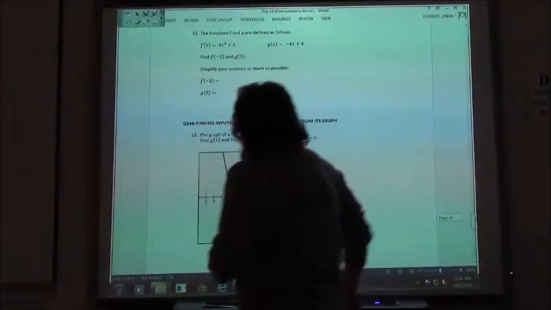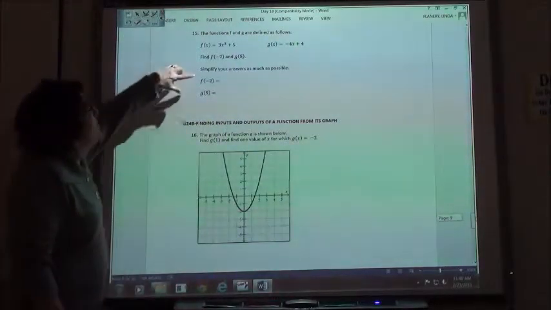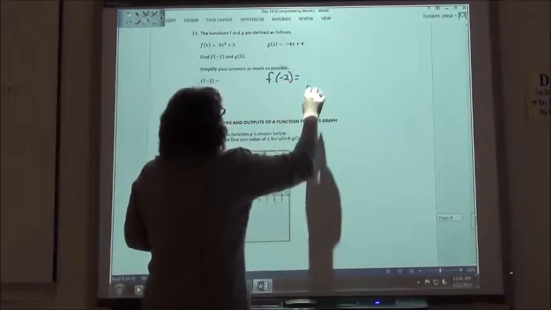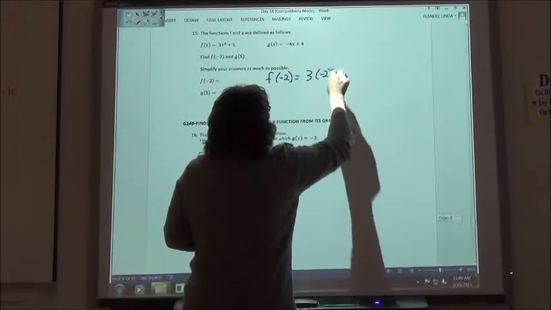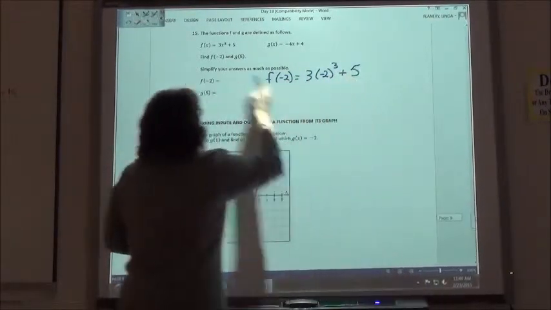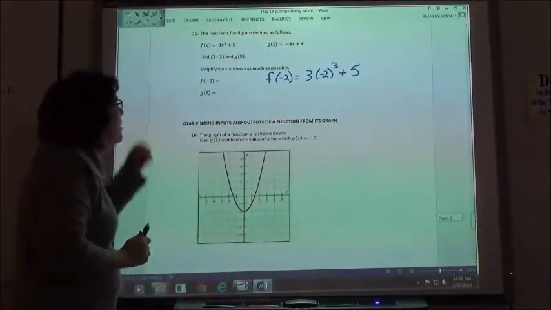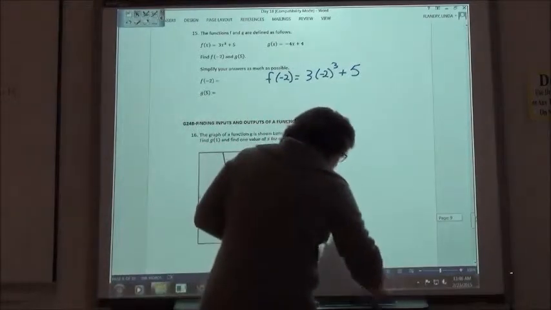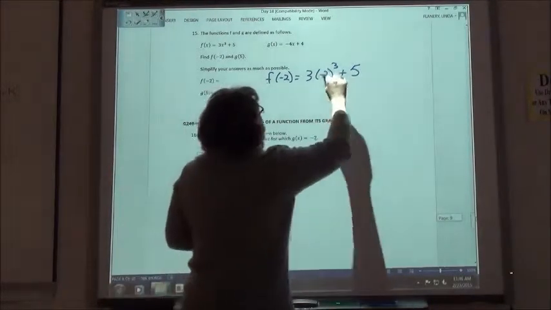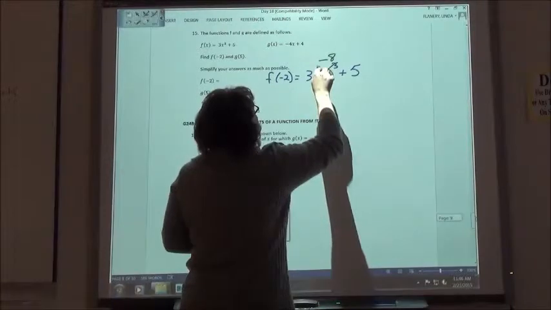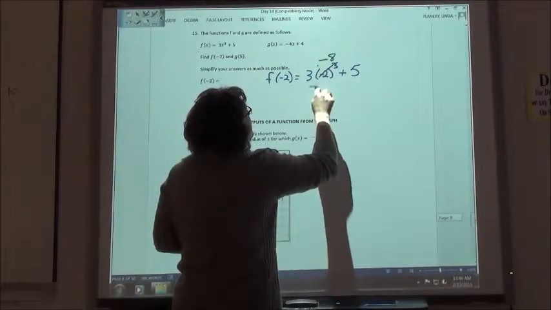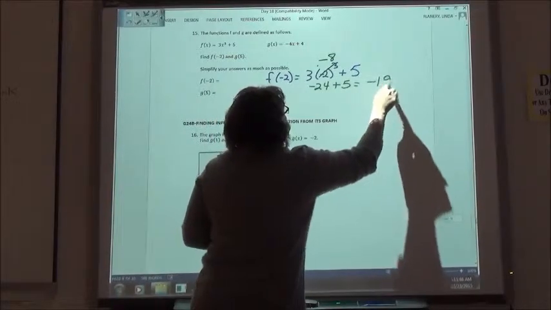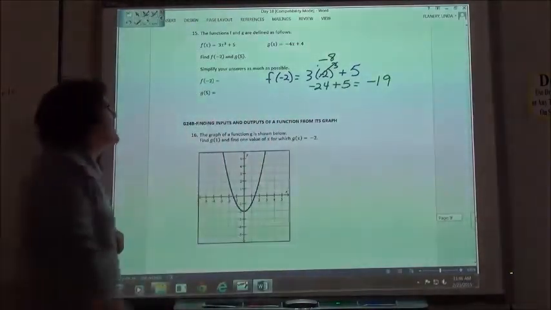Number 15, again, functional notation. I'm doing f of -2. So f of -2 says I'm going to take 3 times -2 cubed plus 5, putting -2 in for my x there in my f expression. Again, following my order of operations, I've got to do the cubing first. -2 cubed is -8. 3 times -8 would be -24. -24 plus 5, looks like I'm going to end up with -19.